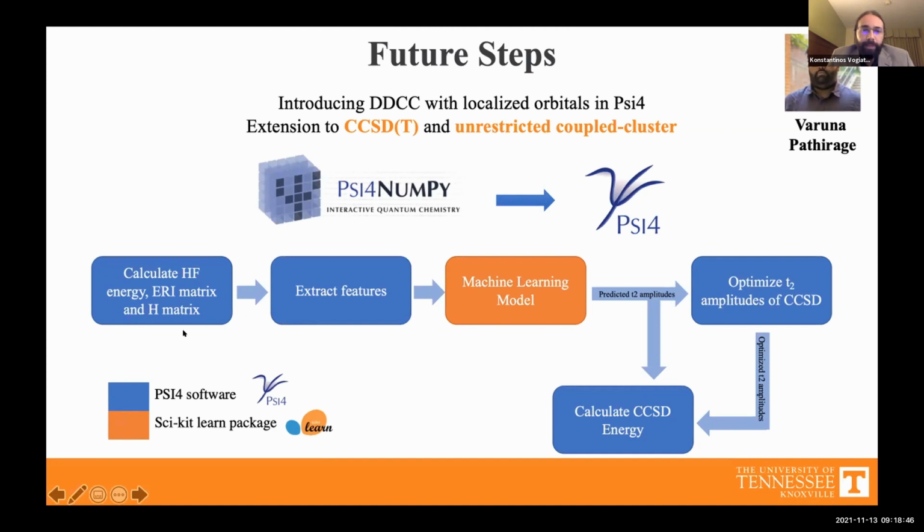And we obtain from Psi4 all the important features that we need in order to have our representation of the 2-electron excitations. We're introducing this in our machine learning model. And as I said before, we can either obtain the predicted T2 amplitudes and calculate an alchemical coupled cluster energy, or introduce them back to the coupled cluster solver and obtain the exact non-alchemical coupled cluster energy.